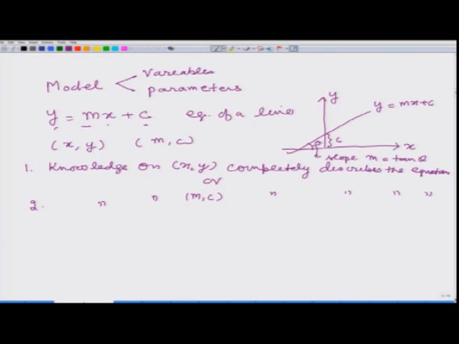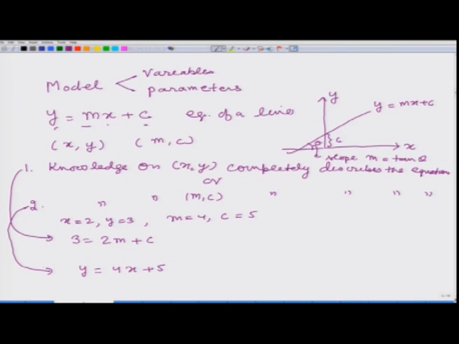Can we take a simple example? Suppose x is equal to 2 and y is equal to 3, and suppose m equal to 4 and c equal to 5. Now, once I consider the first statement, knowledge on x, y is known to us. So, I can write this model as 3 is equal to 2m plus c. And if I use the second statement, then I can write y is equal to 4x plus 5.